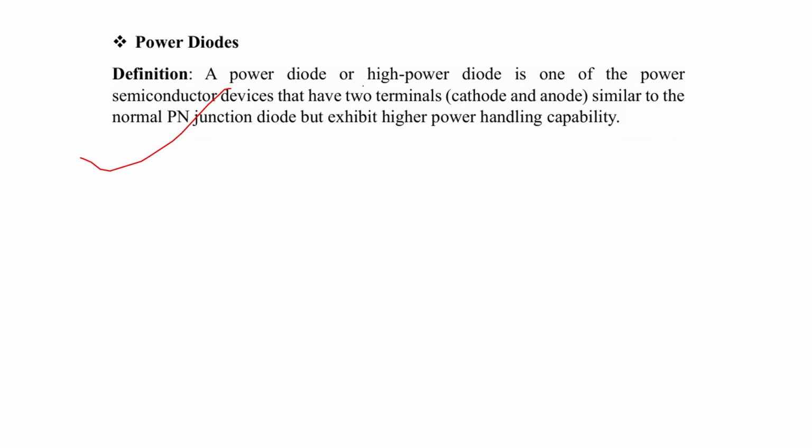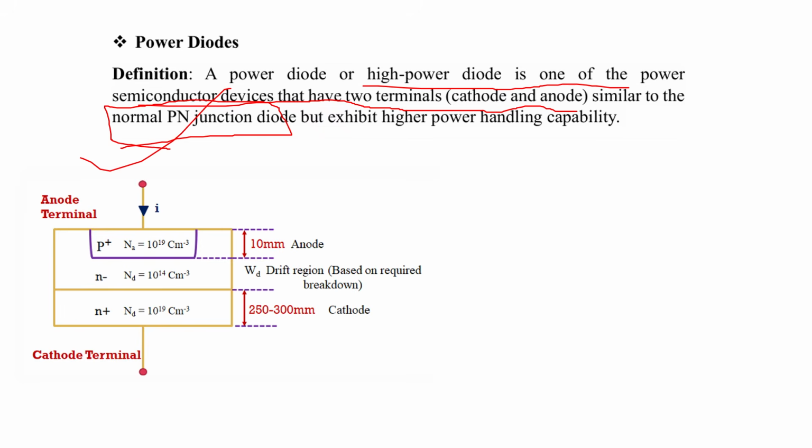A power diode, or high power diode, is one of the power semiconductor devices that has two terminals, as usual cathode and anode. It is very similar to the normal PN junction diode. There is no difference except doping. The doping of P type material is 10 to the power 19, very, very high doping. And the dimensions are also large, of course, as it requires large dimensions.